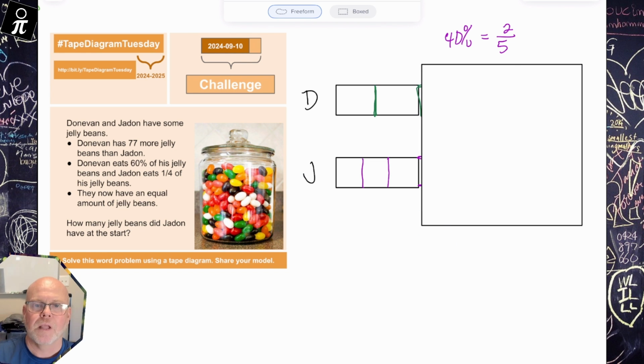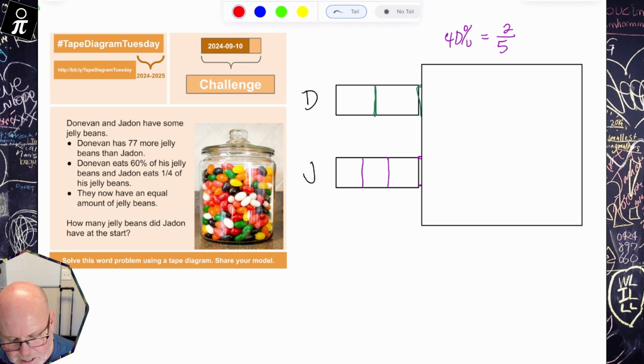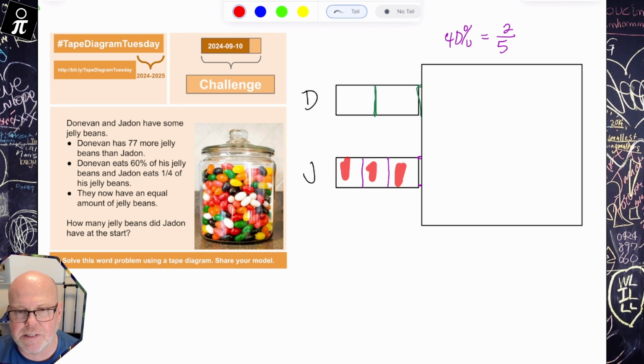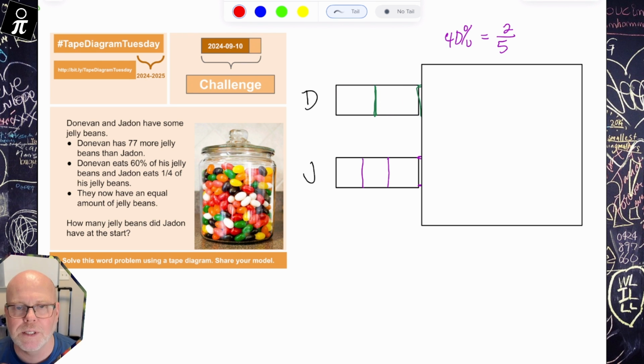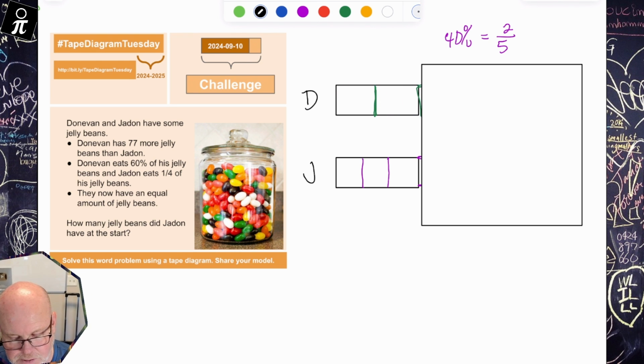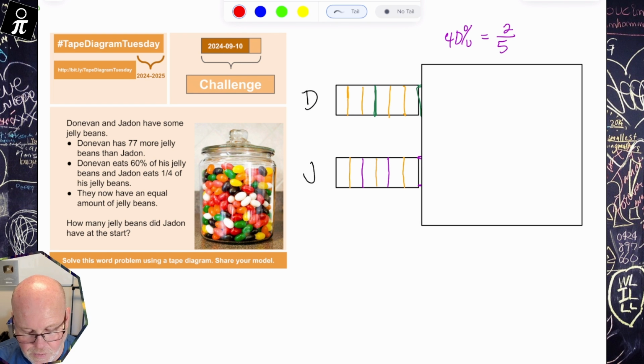Looking at just this piece, if I cut each of Jaden's pieces into 2 pieces and cut each of Donovan's pieces into 3 pieces, we will now have equal parts. So I'm going to cut each of Donovan's into 3s. And I'm going to cut each of Jaden's into 2. And we now have equal sized units.